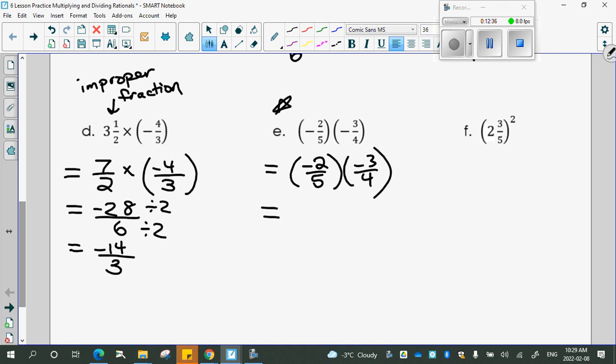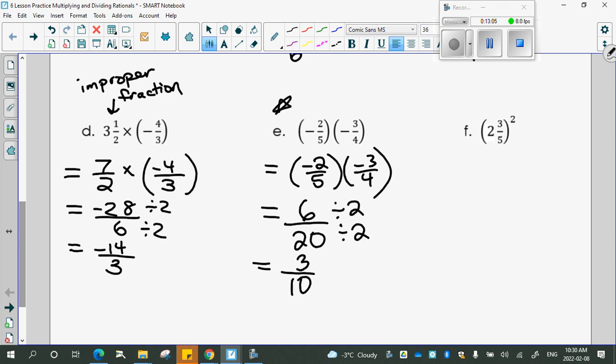Then we were going to multiply numerator by numerator. Negative 2 times negative 3. We can use our calculator. 5 times 4. Remember, negative times negative is positive. Can that reduce? They're both even. So I can divide top and bottom by 2 at least. 3 tenths.